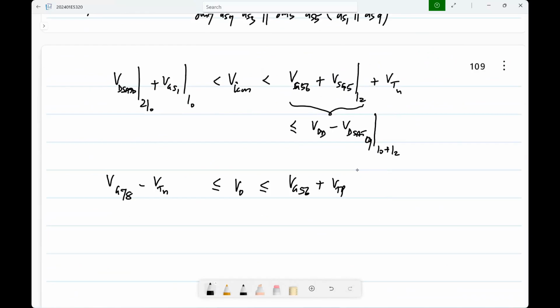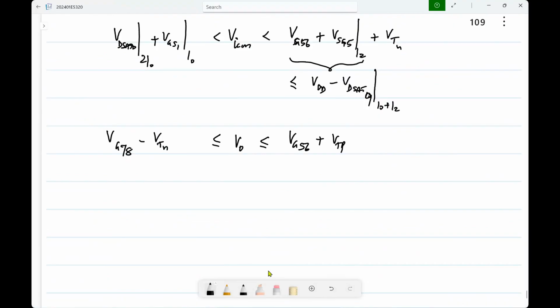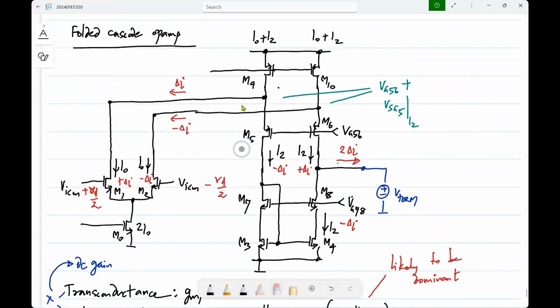Okay. Now, what about VG56 and VG78 themselves? How would you choose them? How would you choose VG56? Clearly, looking at this, this is the output swing limit. How should you choose VG56 to maximize the output swing limit? As high as possible, so that the upper limit is as high as possible. Similarly, VG78 should be as low as possible. Okay. So what should be VG56? How should you choose VG56?